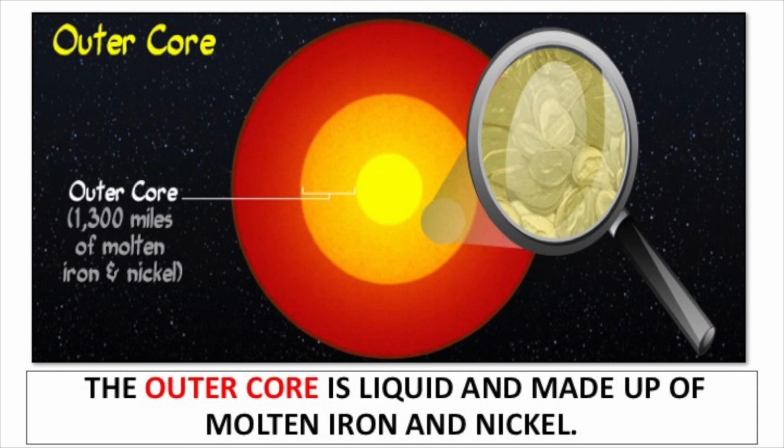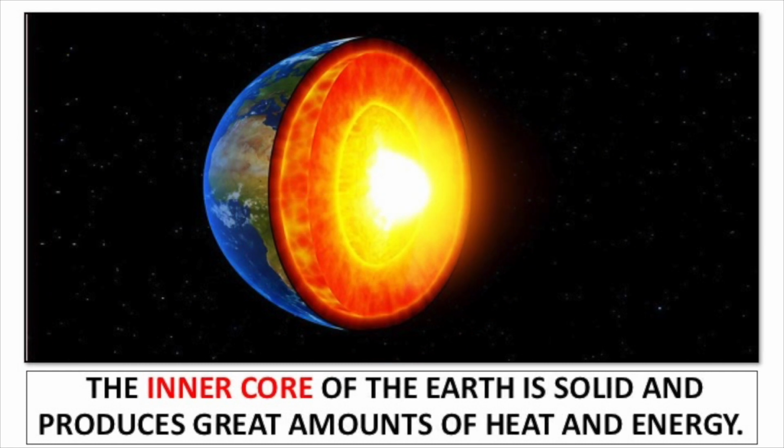And then finally, the very center of the earth, the inner core of the earth is solid and produces great amounts of heat and energy. Exactly the same as the sun. So you could think about, in the center of our earth, if we peel away all the layers like an orange, if we got to the middle, we'd have a little sun inside our planet Earth that's as hot as the sun. Any questions, guys? That was brilliant, well done.